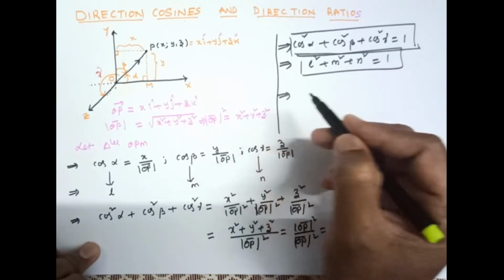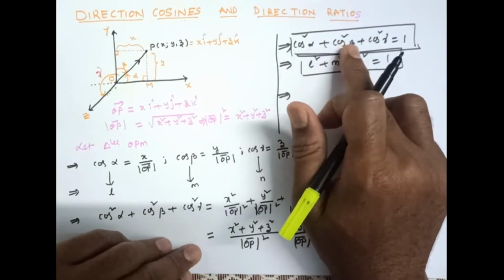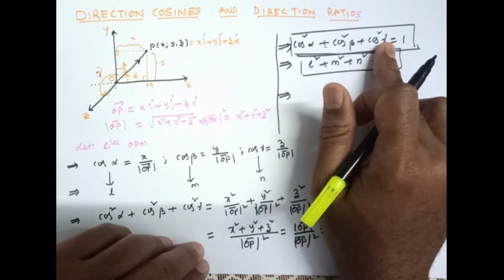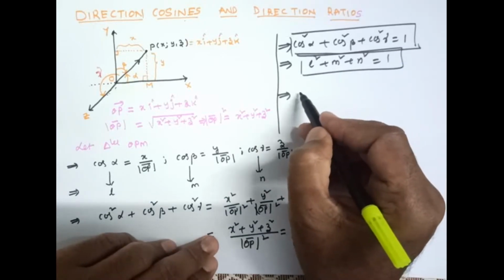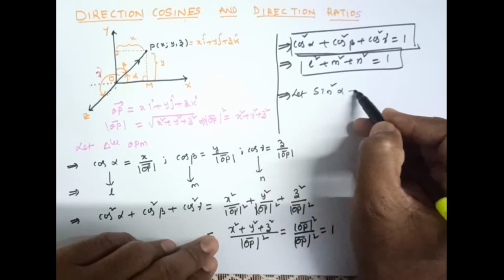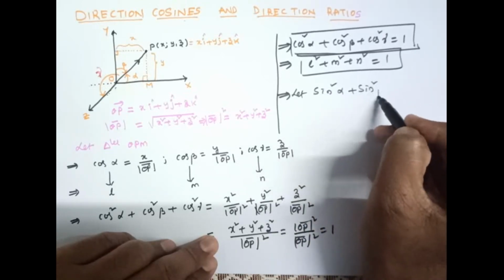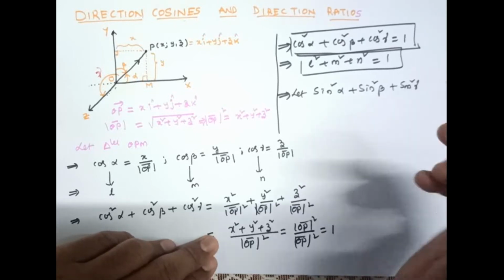Using this identity we can find the value of sin square alpha plus sin square beta plus sin square gamma. So what does sin square alpha plus sin square beta plus sin square gamma equal? Let us take it: sin square alpha plus sin square beta plus sin square gamma is equal to what?